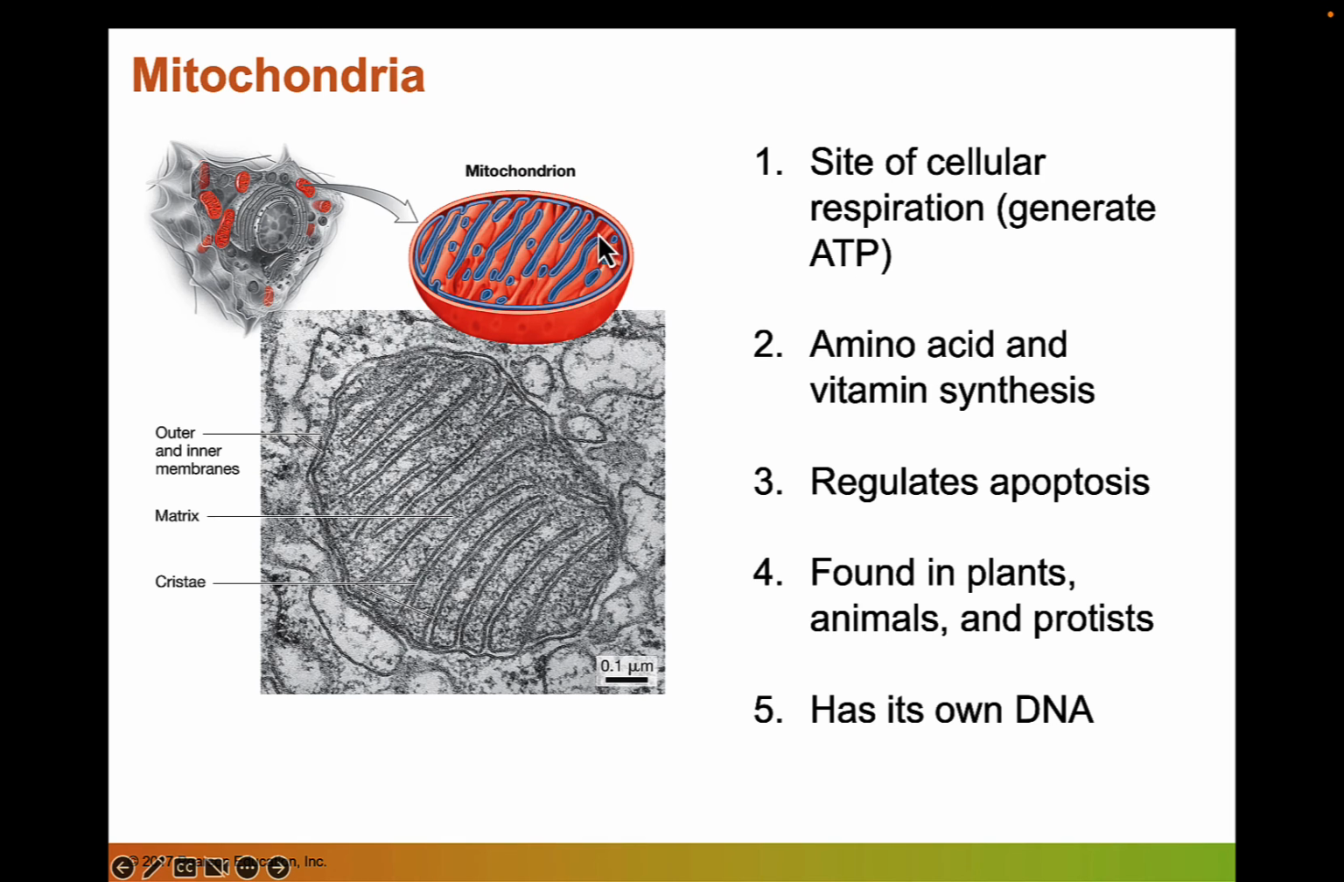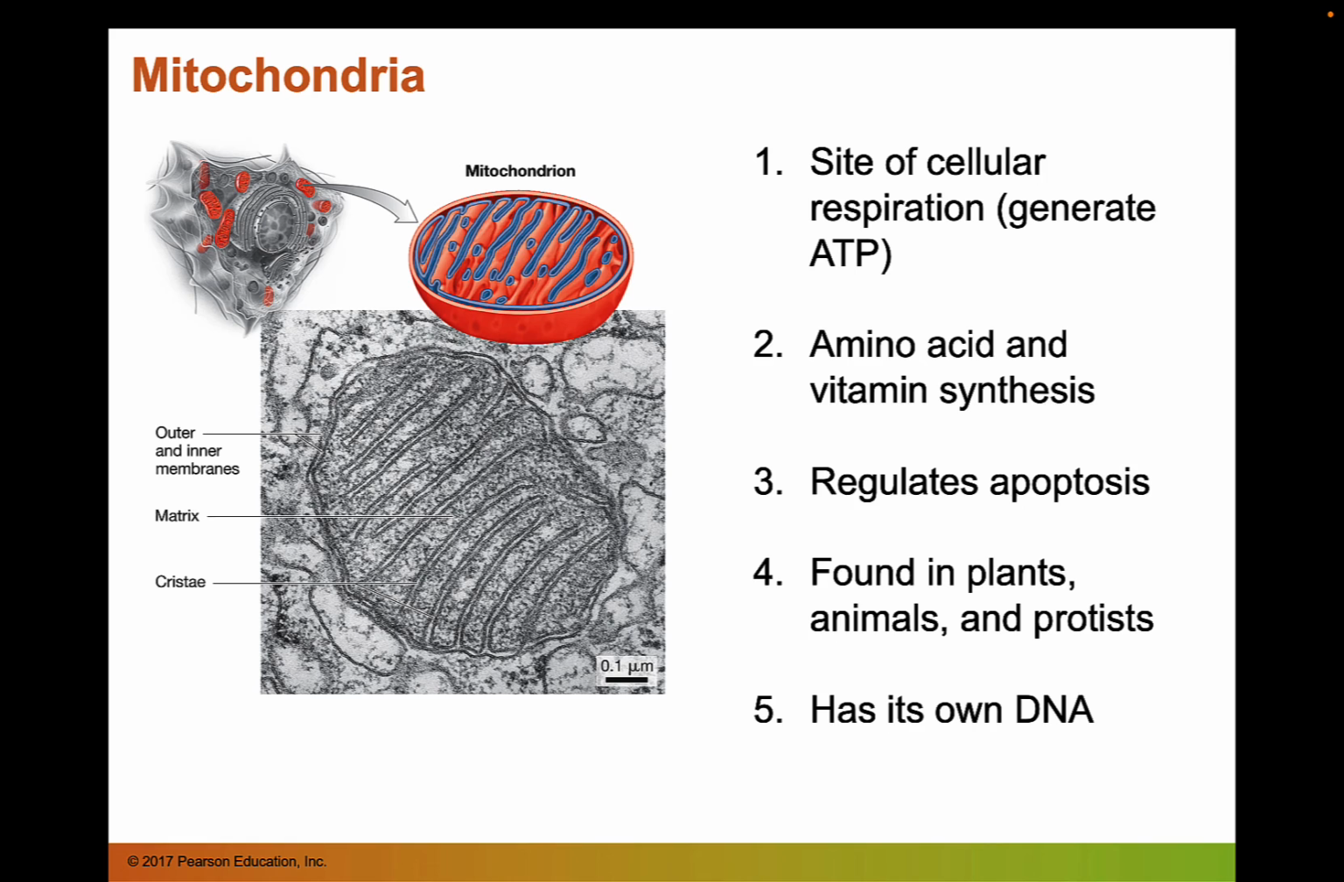And we have our cristae. These are these flattened structures. And this is where, within here in the matrix, the citric acid cycle takes place, and pyruvate processing. And then out here in the inner membrane is where we generate our proton gradient, and we use that to make ATP. But what we didn't talk about is that the mitochondria is also an important site for amino acid and vitamin synthesis.